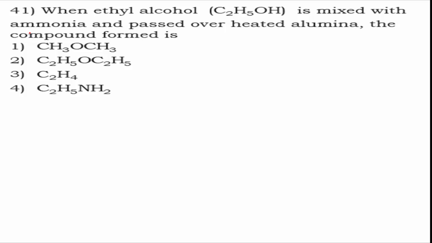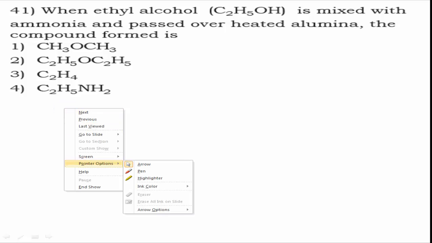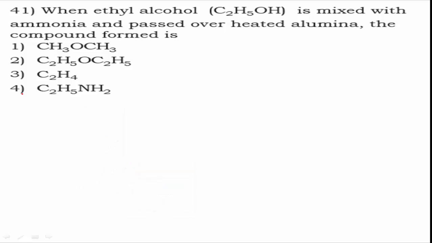When ethanol reacts with ammonia in presence of Al2O3, ethanamine is formed. See this reaction. C2H5OH, meaning ethanol, when treated with ammonia in presence of Al2O3, ethanamine is formed, C2H5NH2 plus H2O.